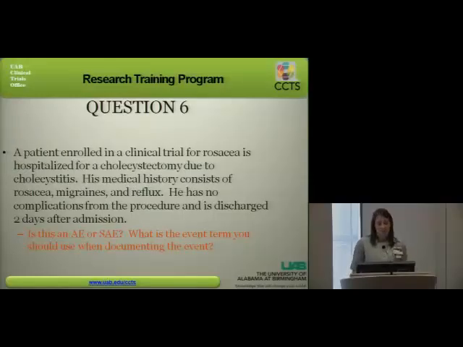So the next example question. A patient enrolled in a clinical trial for rosacea is hospitalized for a cholecystectomy due to cholecystitis. His medical history consists of rosacea, migraines, and reflux. He has no complications from the procedure and is discharged 2 days after admission. Is this an AE or an SAE? What is the event term you should use when documenting the event? So this would be a serious adverse event due to the hospitalization. And the event term would be cholecystitis.